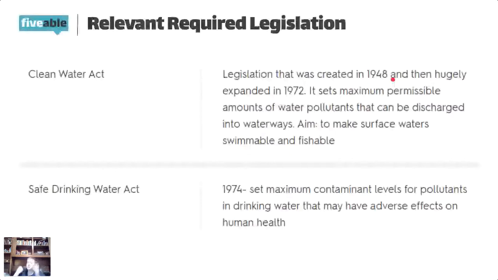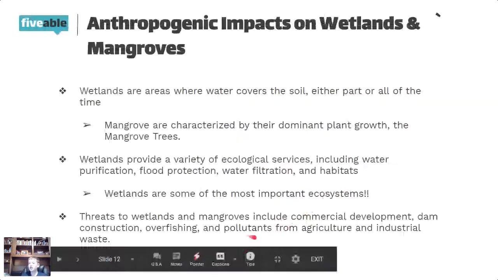Hugely, it was really honestly just created in 1972. It set the maximum permissible amounts of water pollutants that could be put into waterways to make surface water swimmable and fishable. So this act really helped to protect a lot of places like wetlands and mangroves. Like, look back here, we have pollutants from agricultural and industrial waste.